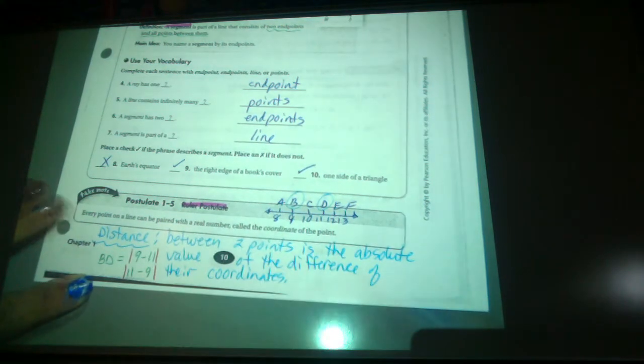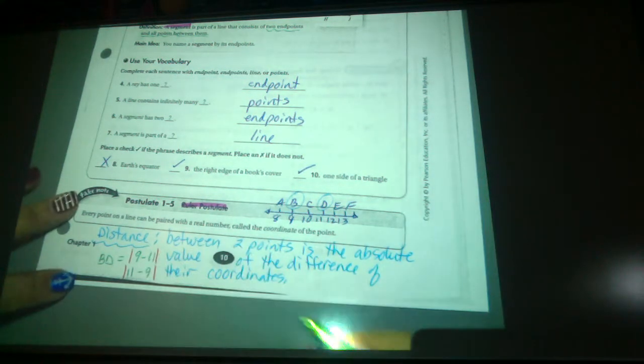So, if we put absolute value signs around either of those differences, we should get the same answer for both, which is what?